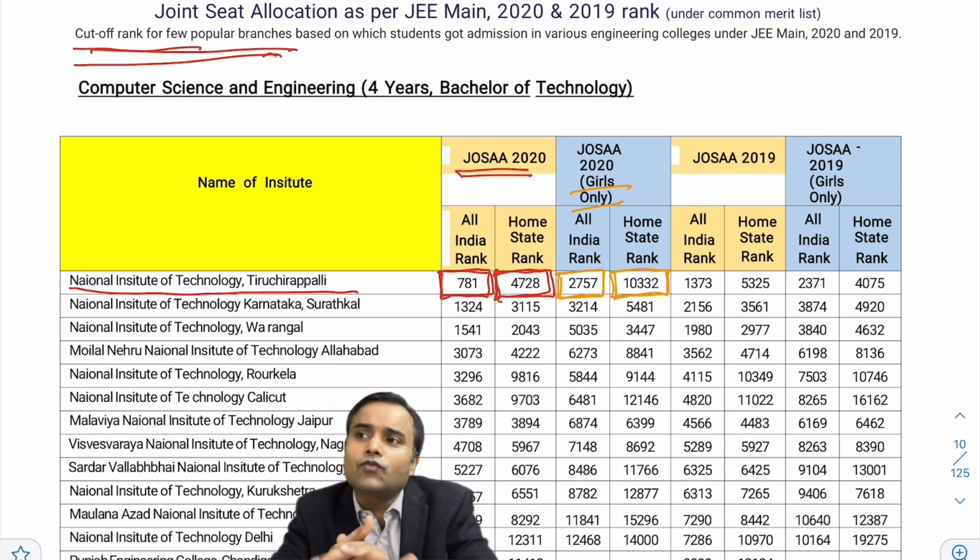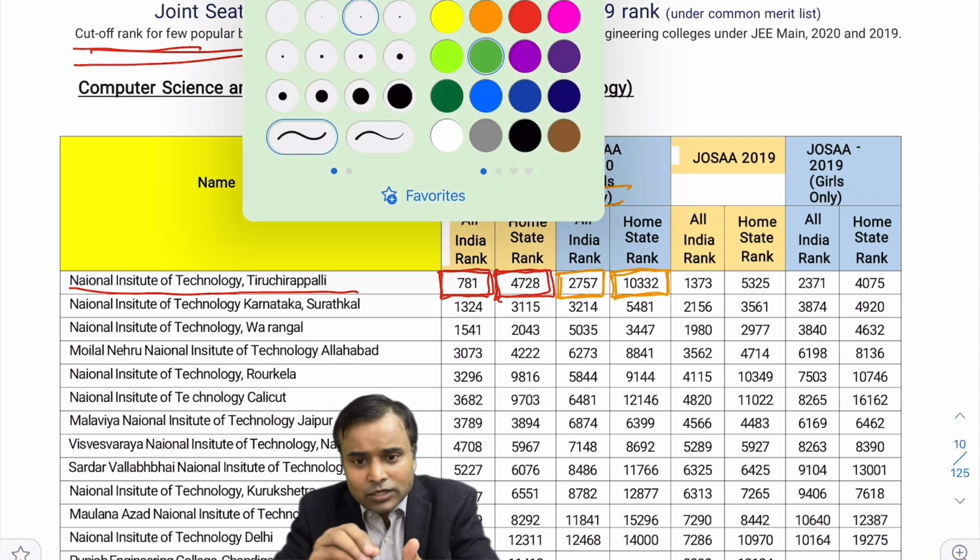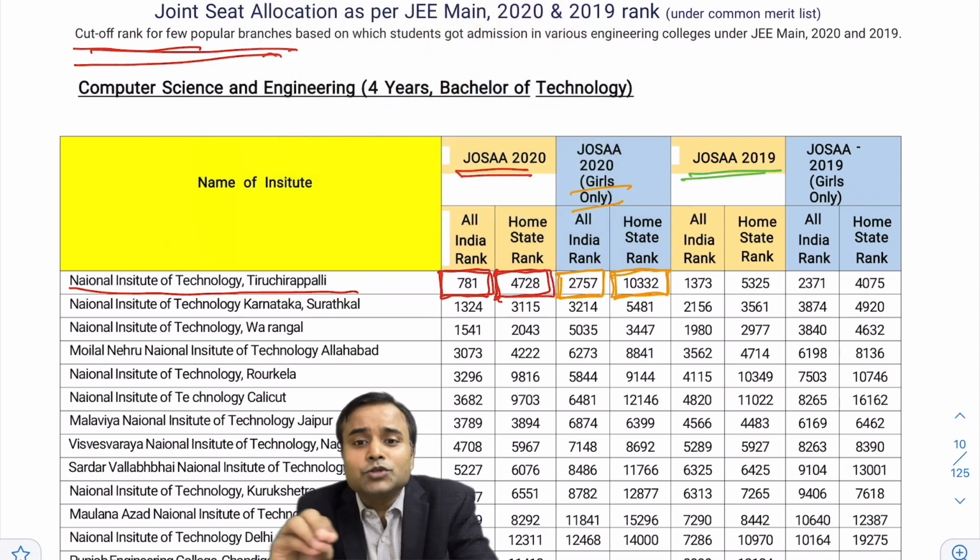If they go for a college which is in another state, they have to use their all India rank. If they want to get admission in a college in their own state, they can use their home state rank. This is a benefit.